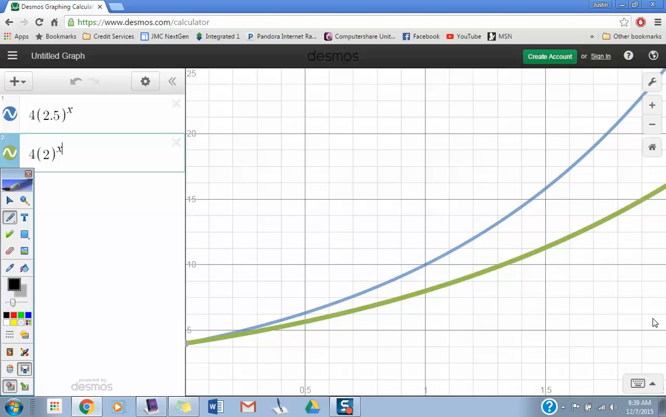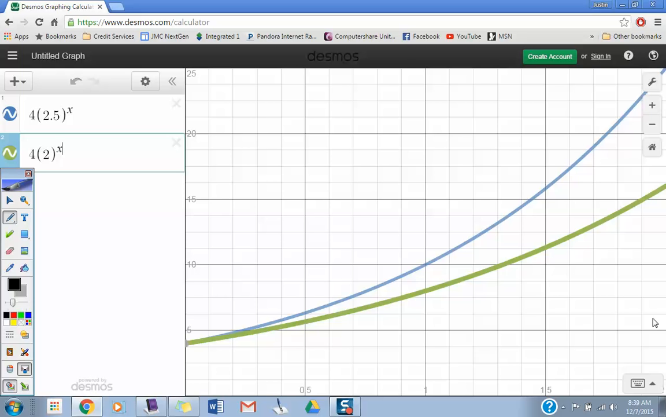What I'm really getting at is the following, guys. I really want you to understand what's going on here from 0 to 2. The blue graph is that starting value of 4 increasing by 2.5. And this is the graph 4, and it's increasing by a common factor of 2 for each change. I shouldn't say increasing, it's doubling by a factor of 2 each time you move over on the x-axis.